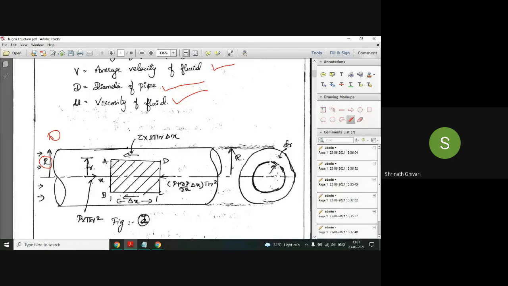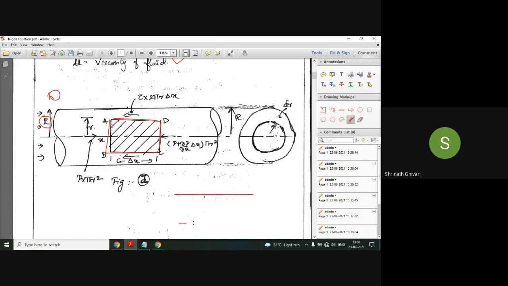In the fluid flowing through the pipe, I have taken a section A, B, C, D. As I have told you, whenever we want to consider the properties of the fluid flowing through a pipe, I cannot consider the whole pipe and determine the property. I have to consider a section in the pipe. So I have considered a section of the fluid, which is called a fluid element.